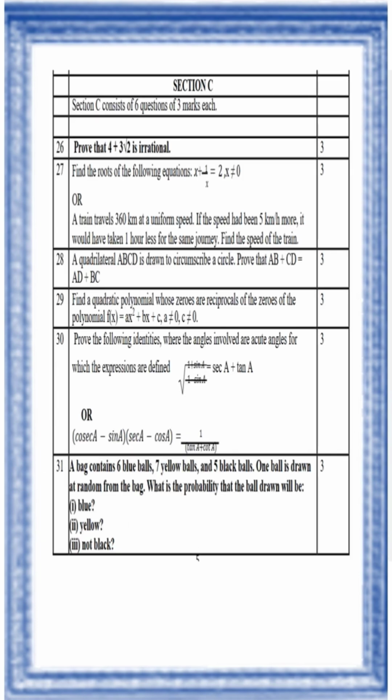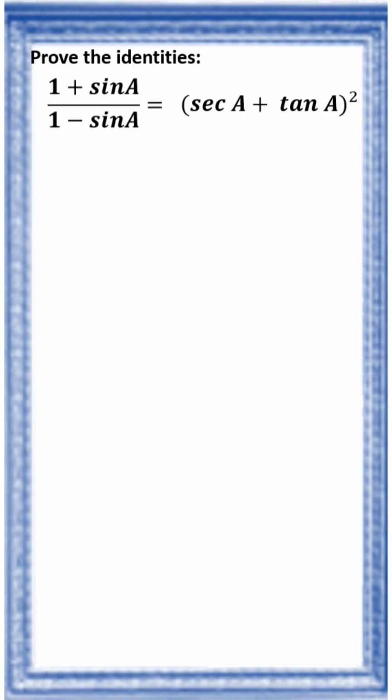Now let us solve the 30th question. That is, prove the following identities. There are two identities. The first one among these is 1 plus sin A upon 1 minus sin A is equal to secant A plus tan A the whole square. Observe LHS and RHS. LHS is already in the form of sine ratio. So now let us take RHS, which is equal to secant A plus tan A the whole square.